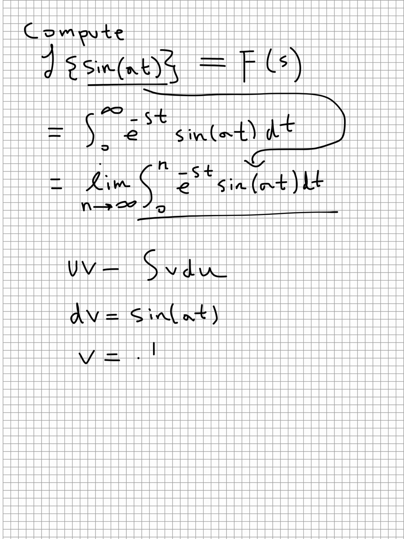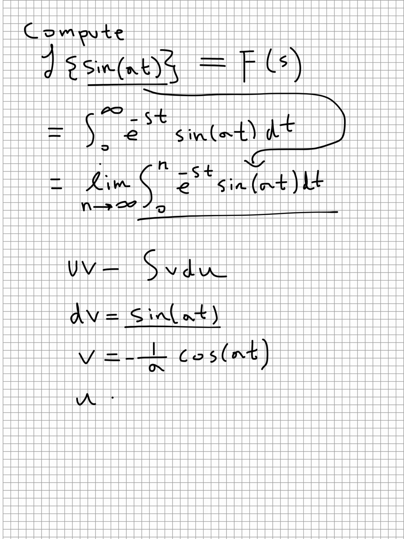Well, that will be 1 over a times the cosine of at. But specifically, oh, sorry, one last thing. It should be a minus sign. Why is that? Because if you were to take the derivative of this, what would you get back? The derivative of a cosine would be negative sine, right? Negative sine times a, and that would give us back the positive sine of at. So that's what you have here.